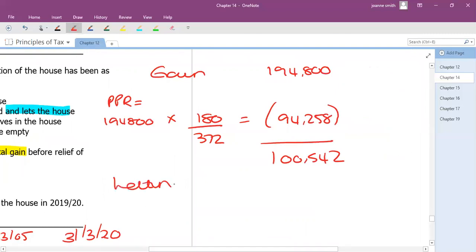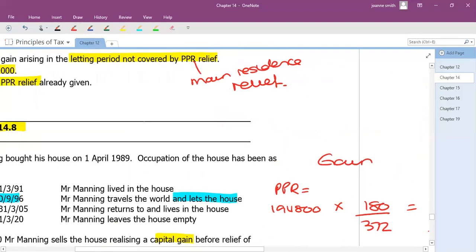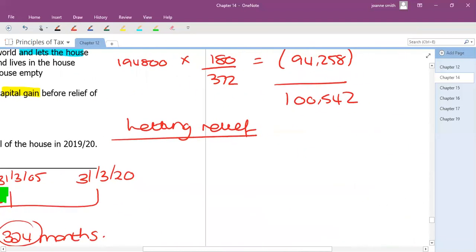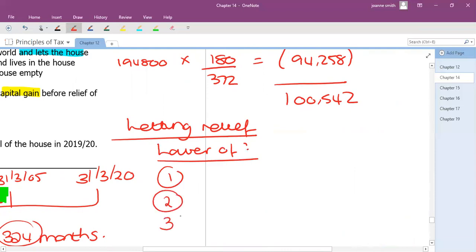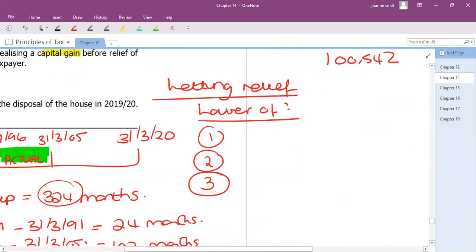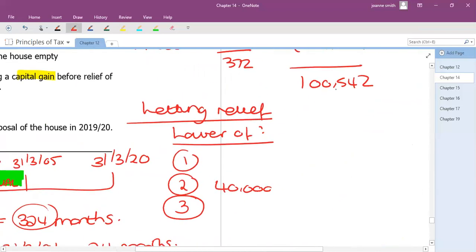So letting relief, he's going to be entitled to. What are the rules? The gain for the letting period not covered by PPR, 40,000, or the PPR relief already given. Okay, so let's write it down. It's the lower of those three things. All right, well, we can fill in the second one, can't we? The 40,000. Right, we know what that is. That's a limit. That's the most he's ever going to get. So the gain is bigger than that, so he's always going to get charged.